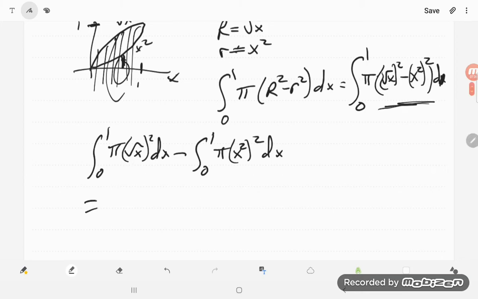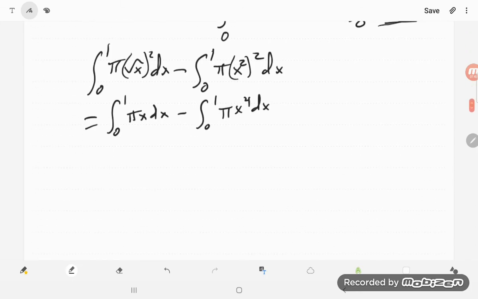And so what is this? Well, this is the integral from 0 to 1 of pi x dx minus the integral from 0 to 1 of pi x to the 4th dx. And actually, we did both of those already. I know that this first one's going to be pi over 2 and the second one's going to be pi over 5.